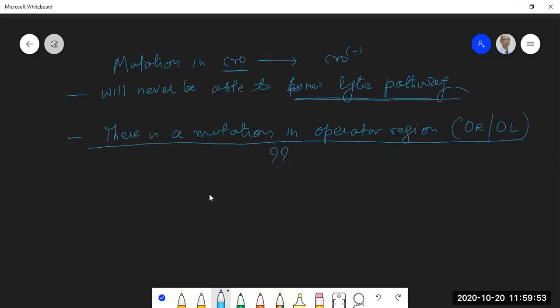What will happen? And the answer to that is, such bacteriophage will never be able to establish lysogeny, because the repressor protein will never be able to bind to this, and as a result of that, these bacteriophages will never be able to establish lysogeny, right?